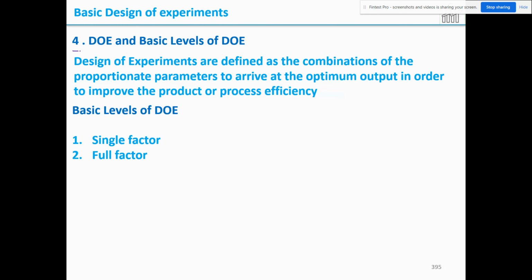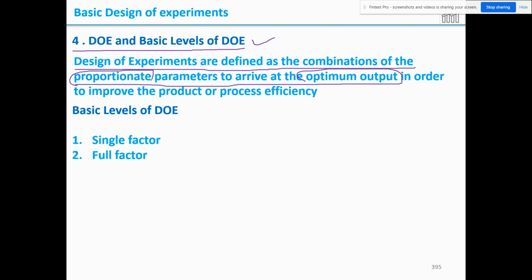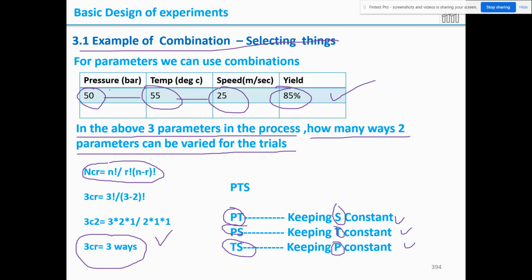So now next is design of experiments and basic levels of design of experiments. Design of experiments is defined as the combination of the proportionate parameters to arrive at the optimum output. Now it's very important to understand proportionate parameters. In this case, if you change the pressure, the yield will change. If you change the temperature, the yield will change. If you change the speed, yield will change.